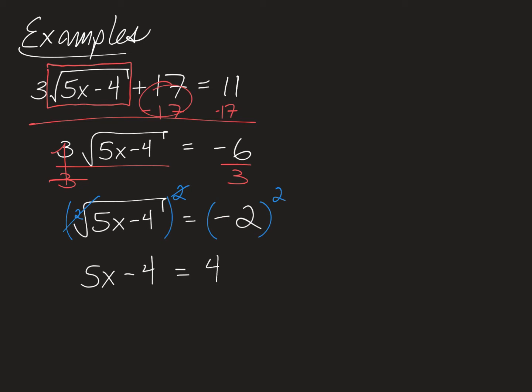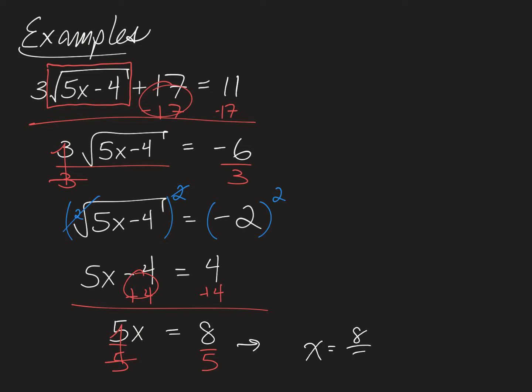So negative 2 times negative 2 is going to be positive 4. Now from here, again, the solving techniques become pretty familiar because this is a linear equation. I can add 4 to both sides. That will zero out. I will get 5x equals 8. I can divide both sides by 5. That will reduce away, and that leaves me with x equals 8 over 5.